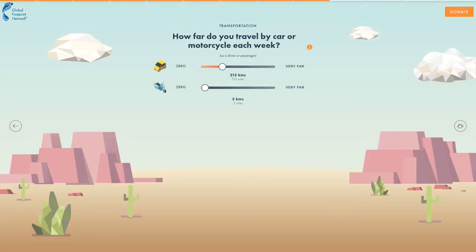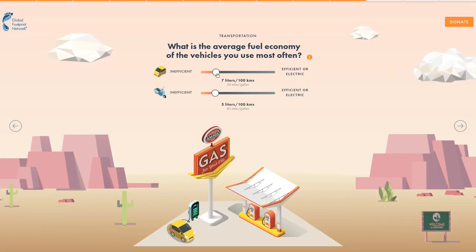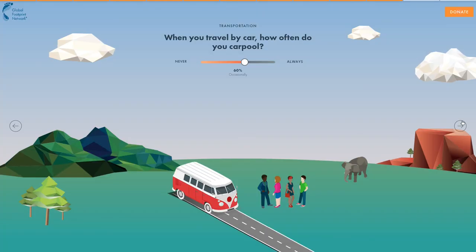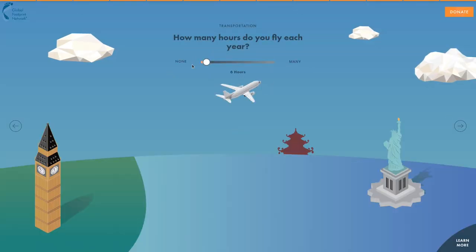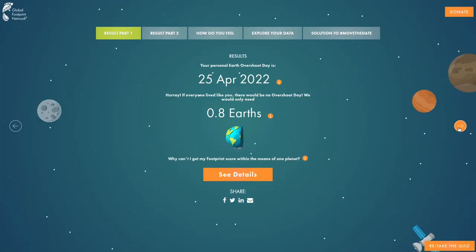Much less. How far does anybody travel anymore? Well, I was traveling. That'd actually be good. How far do you travel by car or motorcycle every week? About 120 miles. If we average that over the year, though, let's say about 60 miles. By scooter, zero. Average fuel economy, it's electric. Good enough. How often do you travel? I'll say 10% of the time. Public transit, none. How many hours? I haven't flown in some time.